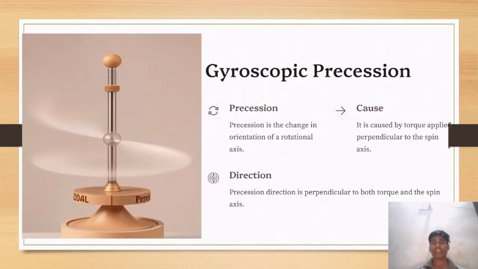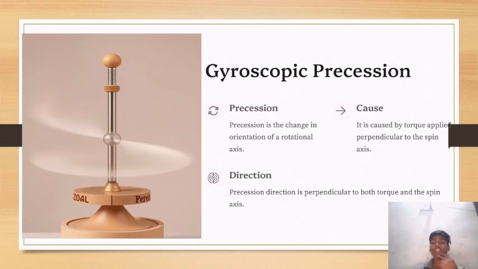Similarly, as we can see here, before this we need to discuss one point once again: gyroscopic precession. Precession is the change in orientation of the rotational axis. It is caused by torque applied perpendicular to the spin axis. Torque applied perpendicular to the spin axis will cause the precession.